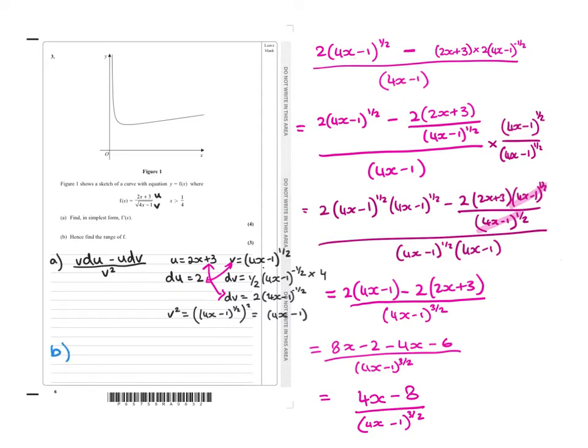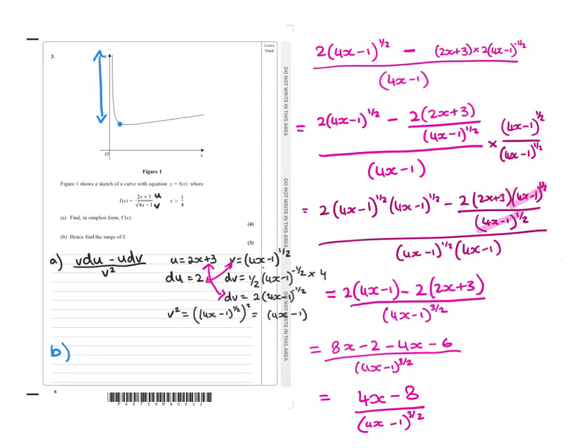Okay, hence find the range of f. So the range of f means my y coordinates. Now it shows a sketch where f of x equals this. We know that the range of f is going to be from our minimum point on the graph upwards, isn't it? Okay, how do we find the minimum? It's when the gradient equals 0. It's a stationary point.